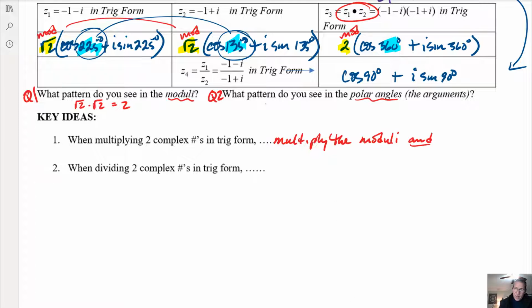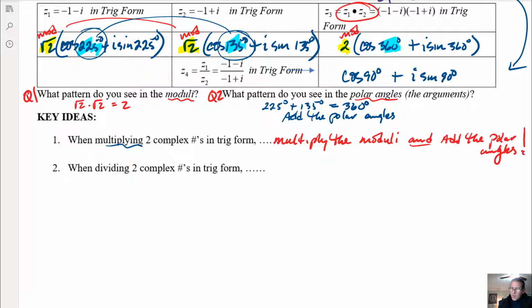Well, let's see here. If you took 225 and added 135, 200 and 100 is 300, 25 and 35 is 60, you get 360. You add the angles. Add the polar angles. So let's answer our question here. When multiplying complex numbers in trig form, multiply the moduli and add the polar angles.